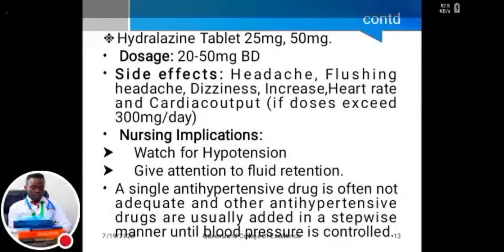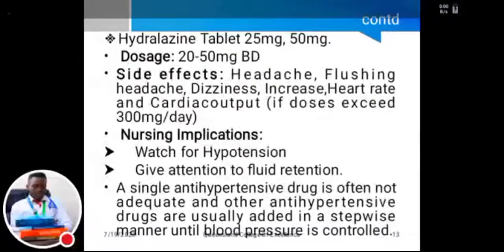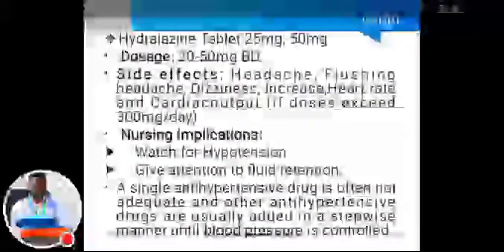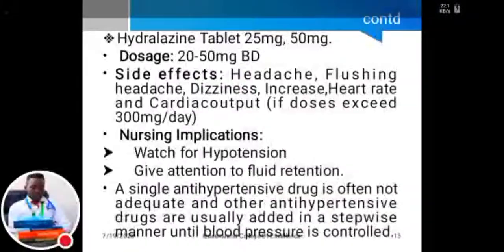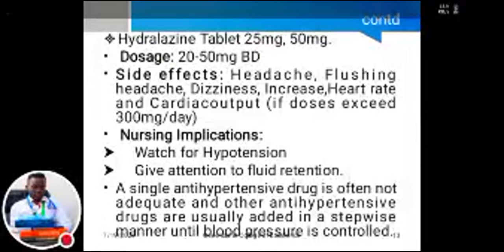What are the implications? You should be watching for what? Hypotension. When the blood pressure is reducing, you need to be watching so that you stop giving that drug because it will make a person land into hypotension. Then you should also give attention to fluid retention. This is where you need to put a drip of normal saline for fluid retention in the body. Also, you should give adequate antihypertensive drugs.